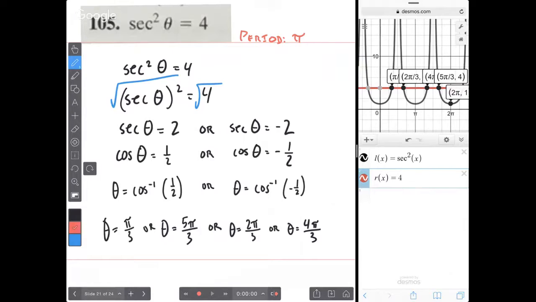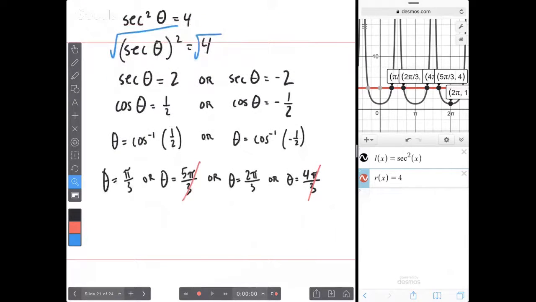So I don't need to really count this value, the 4 pi over 3, because I already got it. And I don't really need to count the 5 pi over 3, because I already got it. So I'm going to say theta equals pi over 3 plus, my period was pi k, union 2 pi over 3 plus pi k.